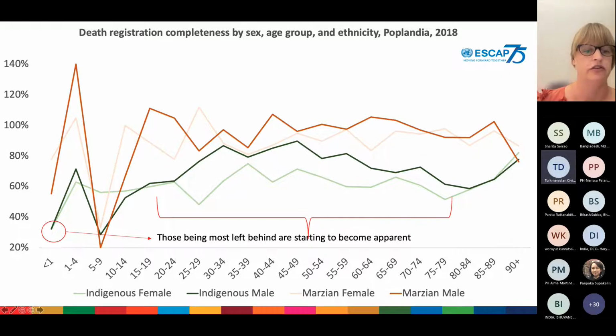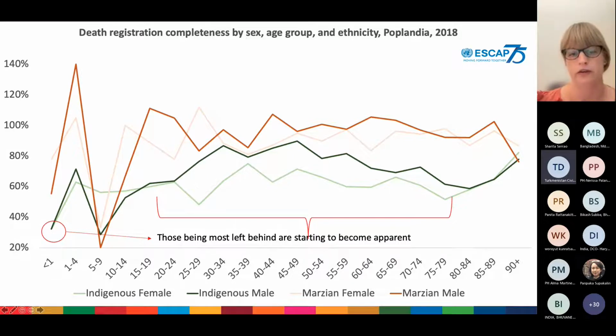So these Indigenous infants have the lowest rates, very low rates of registration. And it doesn't seem to matter male or female, they're both very low. And then again, we have this really low drop here. So we want to investigate, is that real, or is it a data problem, or what's going on there?